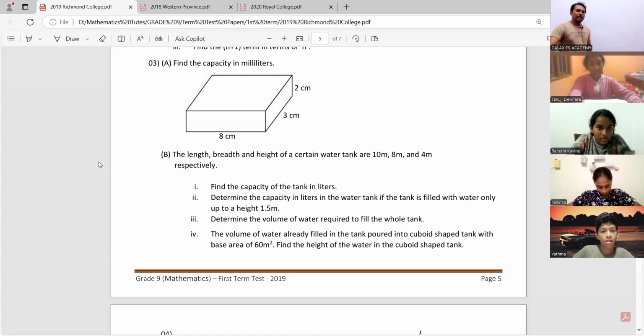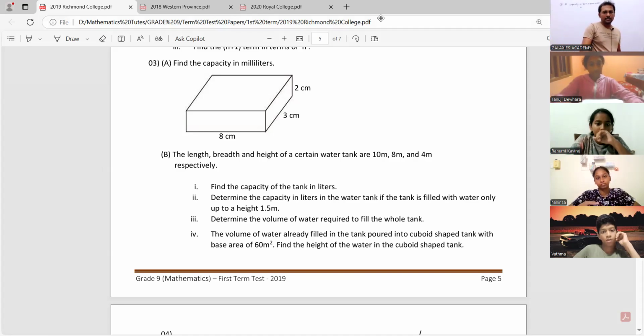Right? Look at the capital A of the third question. Find the capacity in milliliters; length, breadth, and height are given. So the capacity equals length into breadth into height. Length is 8 centimeters, breadth 3 centimeters, and height 2 centimeters. After finding the answer, you have to convert into milliliters.